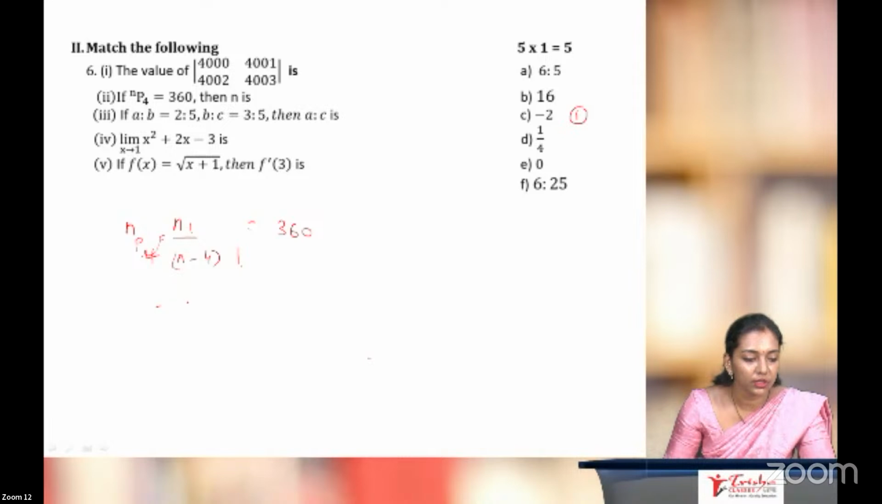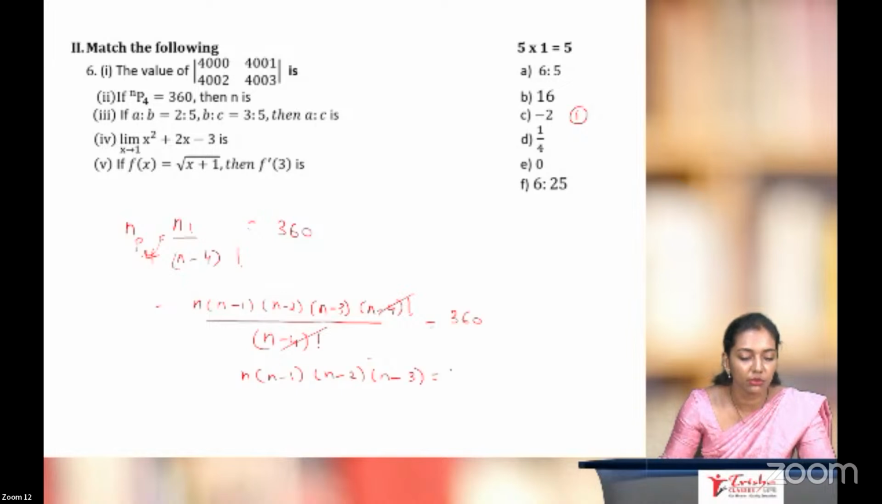So N factorial, this you can elaborate, right? So N into N minus 1 into N minus 2 into N minus 3 into N minus 4 factorial. Stop it here because you can cancel out with the denominator. So N minus 4 factorial equal to 360. Okay. So here you can cancel out. So actually you can just see this problem. See, N into N minus 1 into N minus 2 into N minus 3 equal to 360.